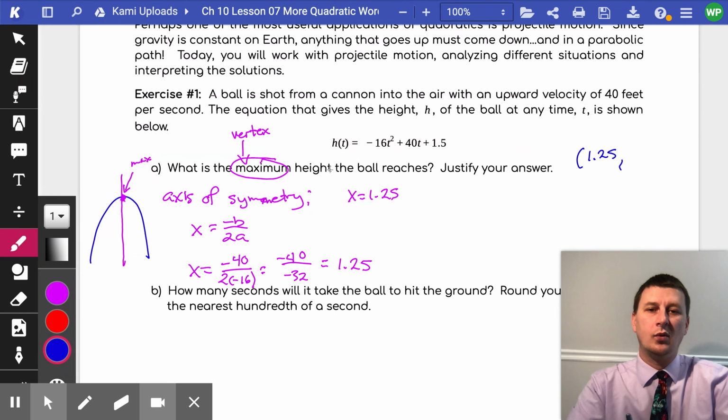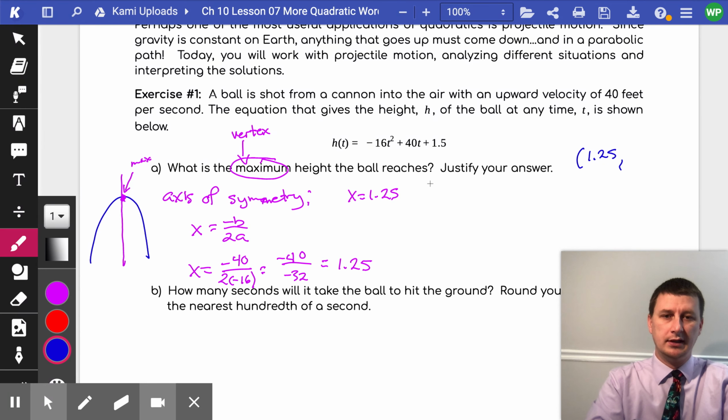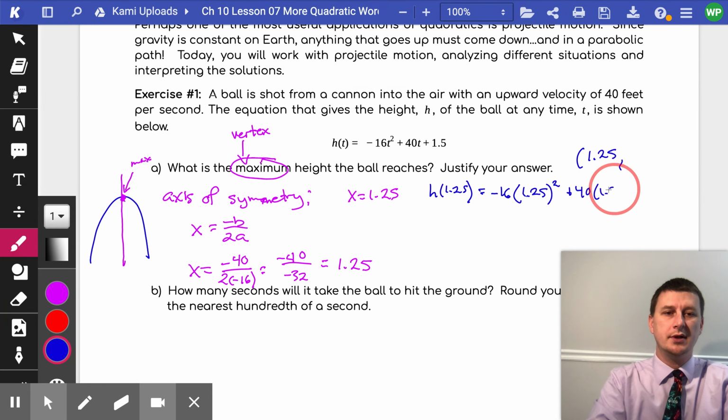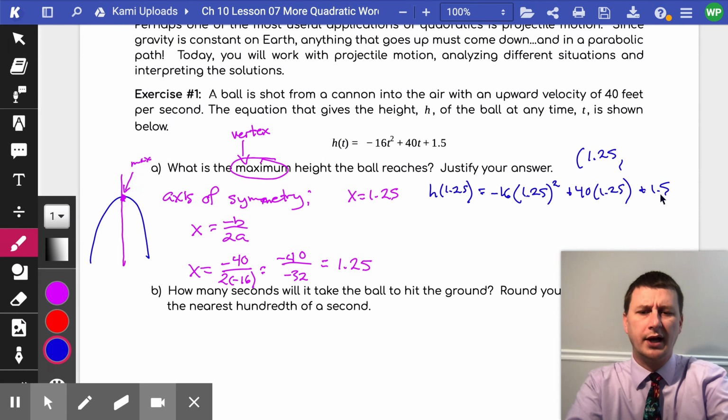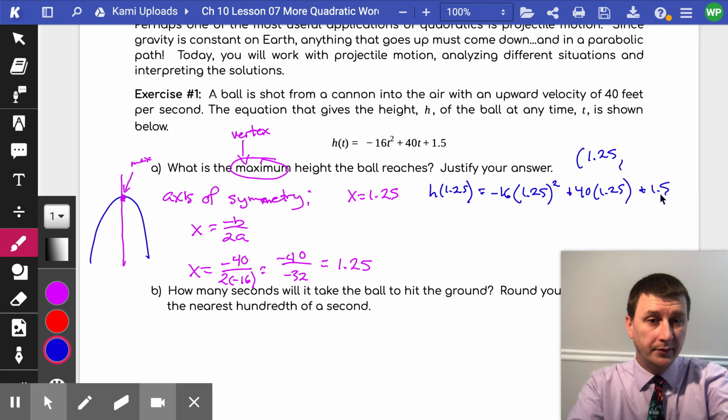To get our y coordinate, we're going to substitute in 1.25 for t. So instead of h of t, I'm going to write h of 1.25 is equal to negative 16 times 1.25 squared plus 40 times 1.25 plus 1.5. That's a lot. You could go ahead and do that in your calculator, or you could try to do it in your head. That's cool too, but it might be a little tougher. So right now, I'm going to do it out.